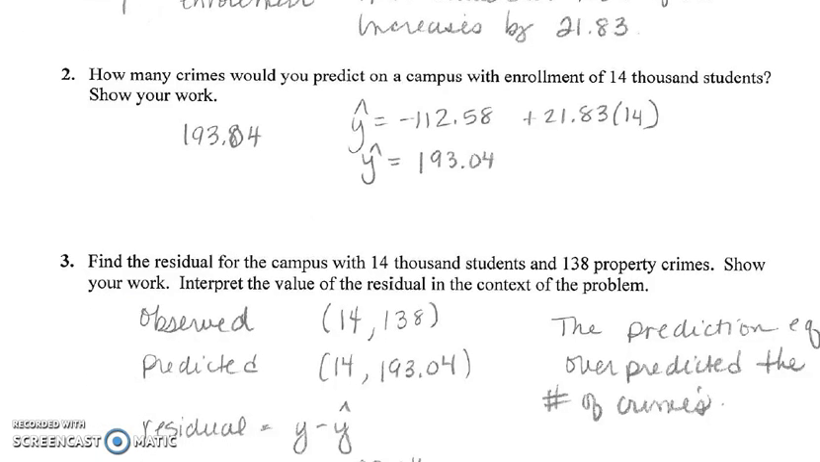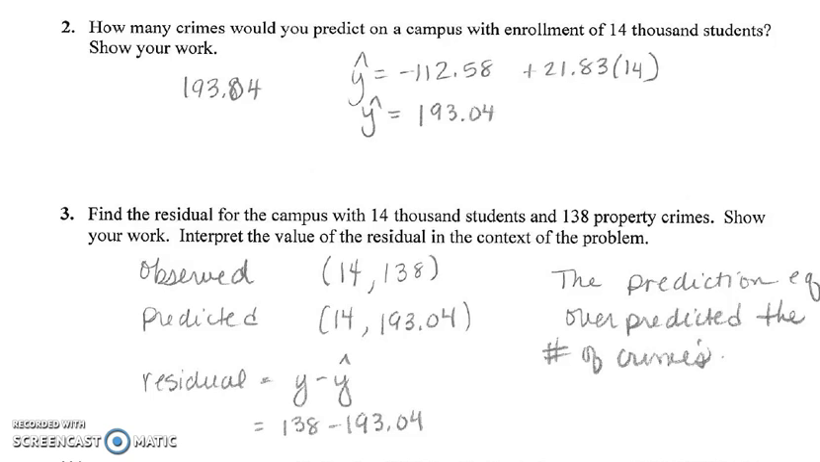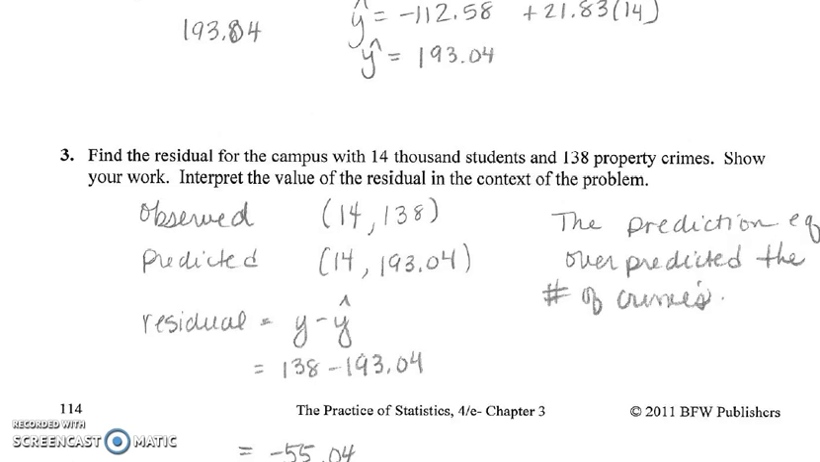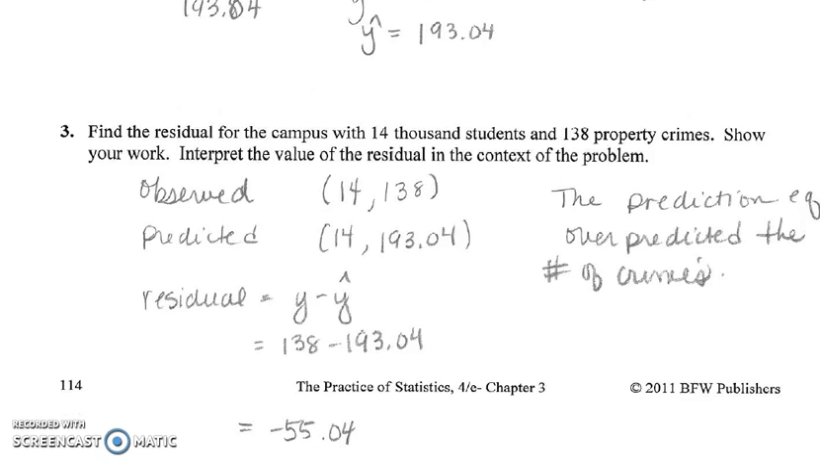Find the residual. A residual is observed minus predicted. The reason I know the observed is 14,138 is that it was the actual observed data value for a specific university. For 14,000 students, it had 138 crimes. So that was my observed value. The predicted is exactly what I calculated up there for that equation. When I plugged in 14, my predicted number of crimes was 193.04. Residual is always the observed minus the predicted, the y minus y hat, and so my residual is negative 55.04.